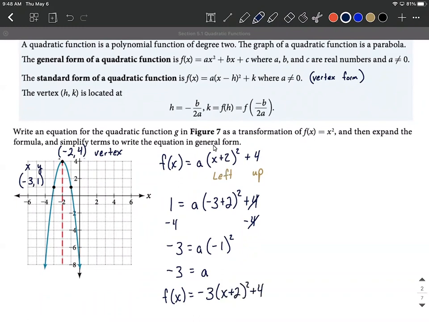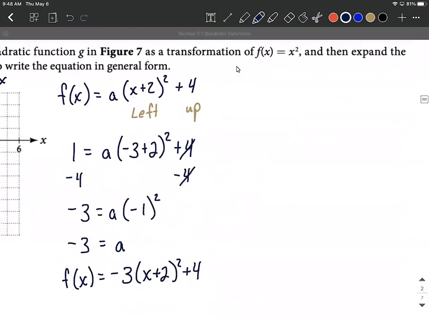And that almost gets us to where we want to be, except that we were asked for general form. The general form, as you'll see up above, is the expanded out version of the same formula. So to get there, what I'm going to do is just go off to the side here.